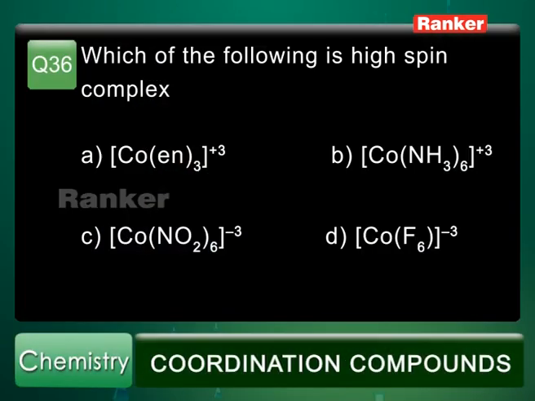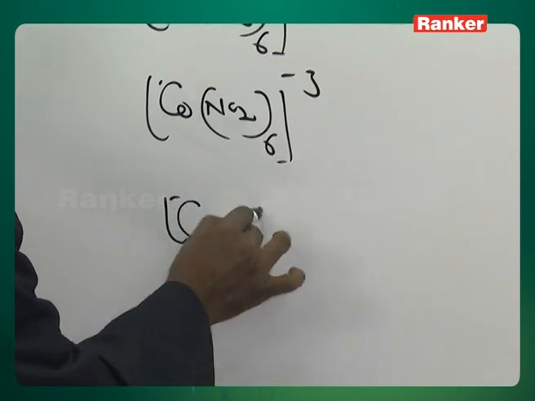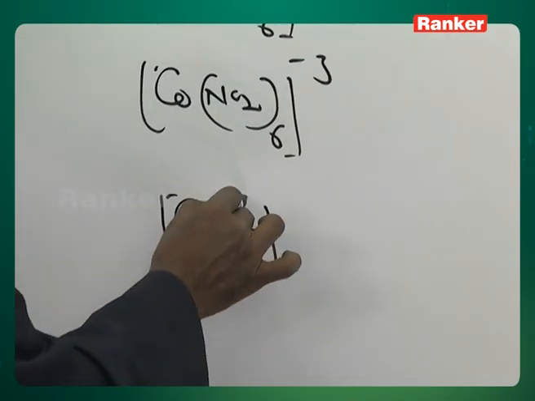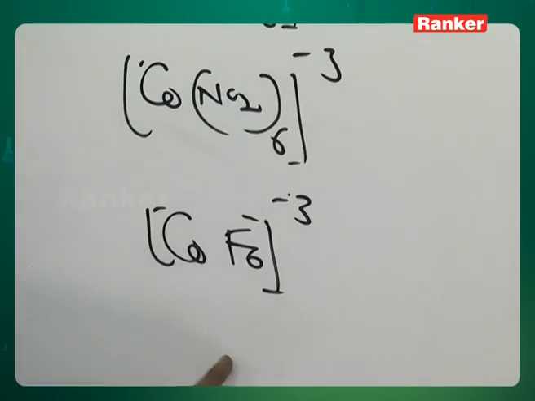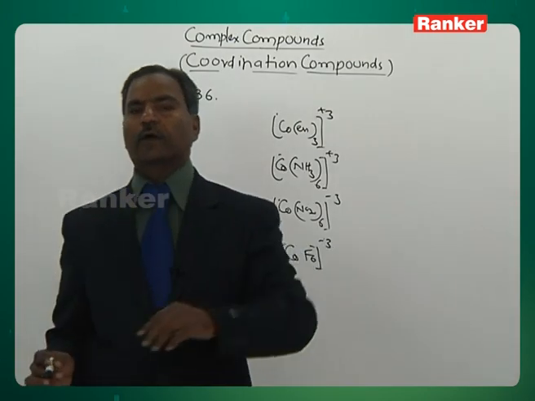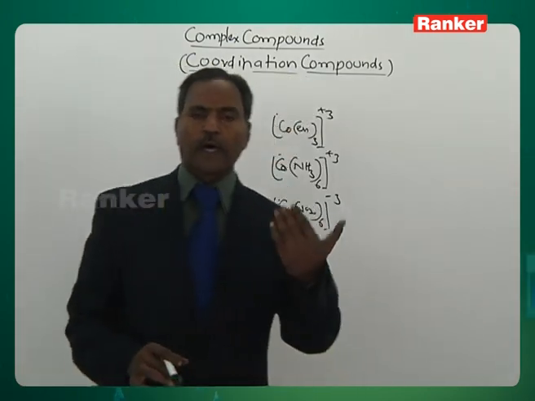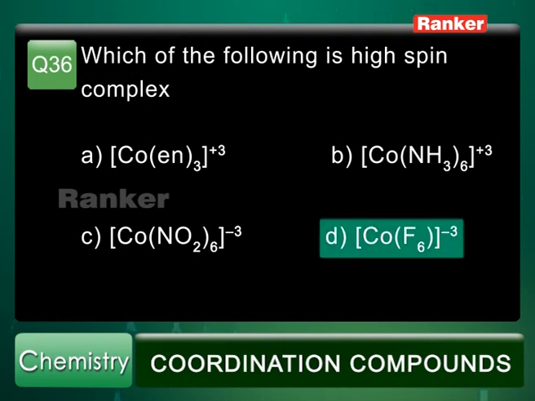Coming to option D, CoF6, clearly you can understand. F minus is a weak field ligand. Therefore, with a weak field ligand, you can definitely expect a high spin octahedral complex. Therefore, for question 36, the answer is D.